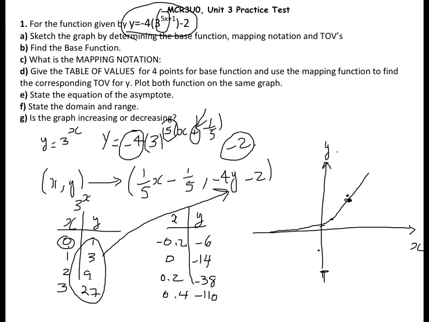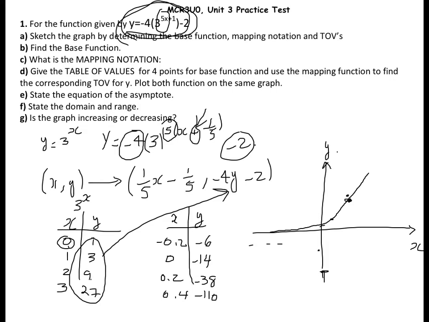y is almost equal to 0. The reason is that if you look at the equation given here, when x goes to negative infinity, 5 times negative infinity is negative infinity, plus 1 is negative infinity, and a number to the exponent negative infinity is 0. So you're going to get negative 4 times 0, minus 2. Okay? So this means that when x goes to negative infinity, y gets closer and closer to negative 2, but it doesn't touch or cross negative 2.